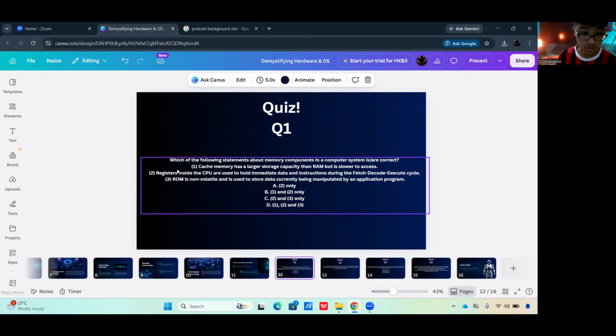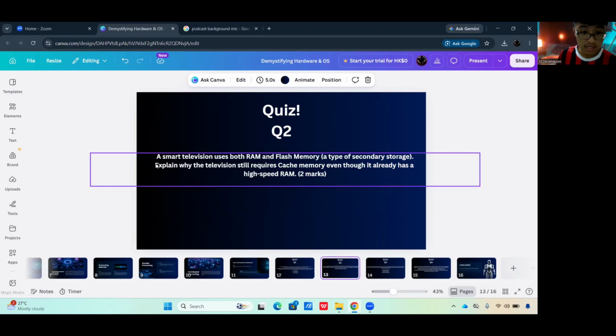Here's a quiz. Question one, which of the following statements about memory components in a computer system is or are correct? Statement one, cache memory has a larger storage capacity than RAM, but is slower to access. Statement two, registers inside the CPU are used to hold immediate data and instructions during the fetch-decode-execute cycle. And statement three, ROM is non-volatile and is used to store data currently being used by an application program.